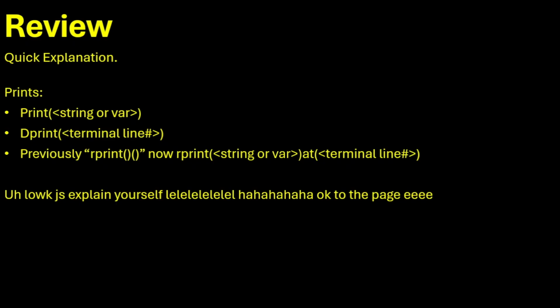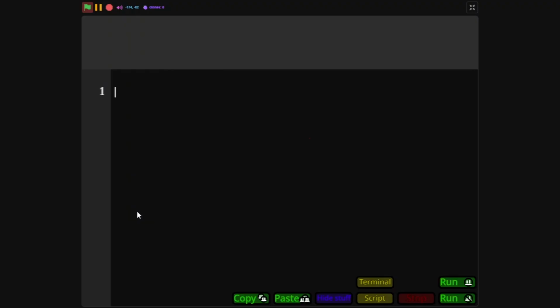You've got print, you've got a string or var variable, dprint, which deletes the terminal line, rprint, and now it's actually rprint with an at. Remember this when you're actually coding in ISB. If anyone actually watches this: rprint, string or var, just like print, and then the at terminal line number. That's it.